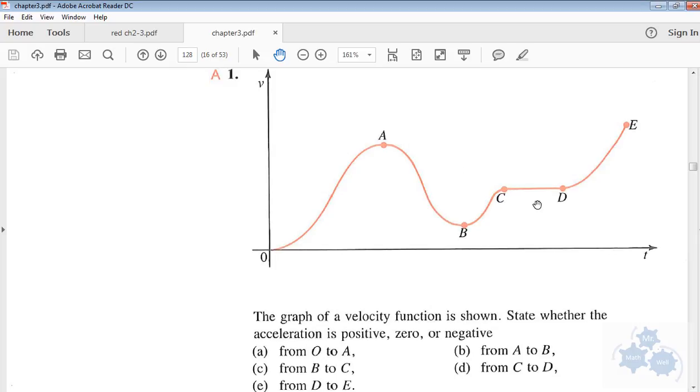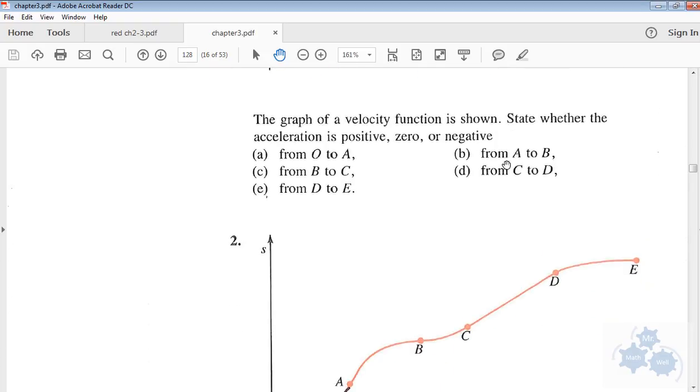Good. What about from C to D? Yeah, the velocity is constant, so there is 0 acceleration, right? You're like on cruise control in your car. It's just cruising. The velocity is not changing, and so on. Okay. So I think you guys got that. That's very good.